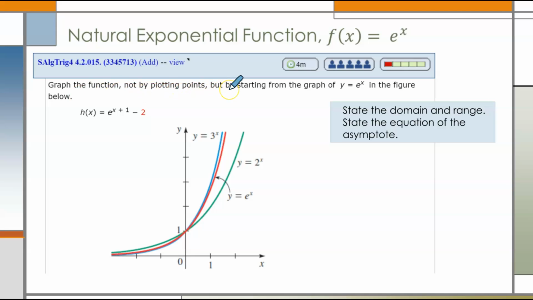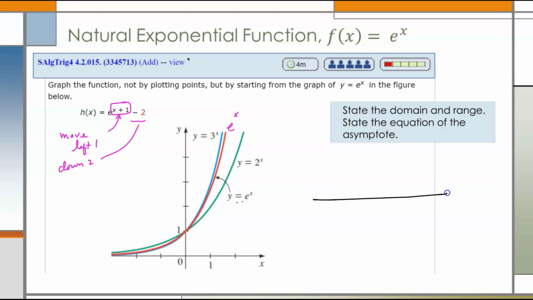Okay, graph the function not by plotting points, but starting from our basic graph e to the x. Our basic graph e to the x is here. So what are we going to do? What's our transformation? We replaced x on the inside of the function. On the inside of the function, we replaced x with x plus 1. Inside moves do the opposite of what we think. So we're going to move left 1 unit. We're subtracting, so then we're going to move our graph down 2.